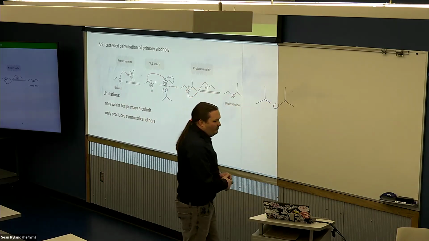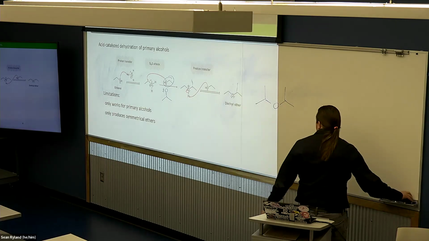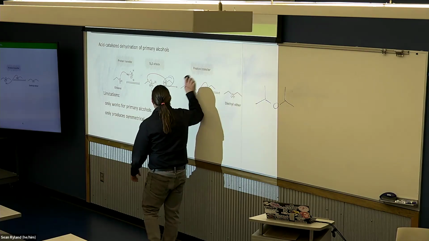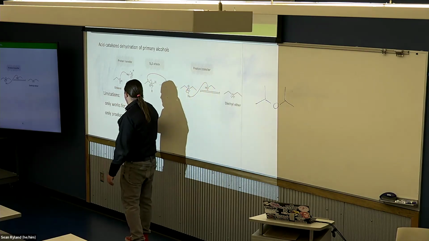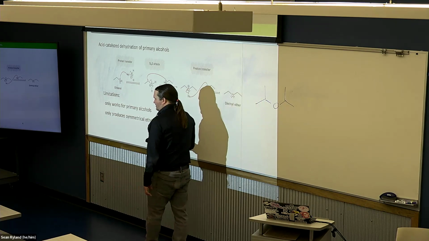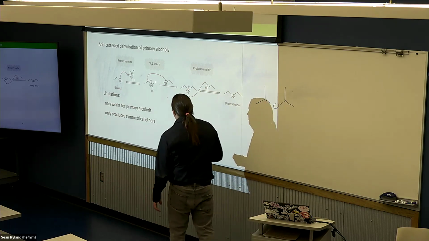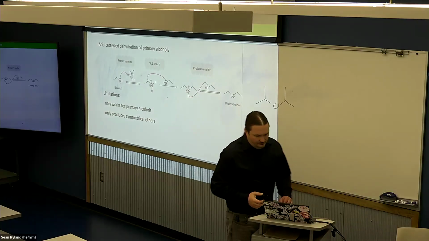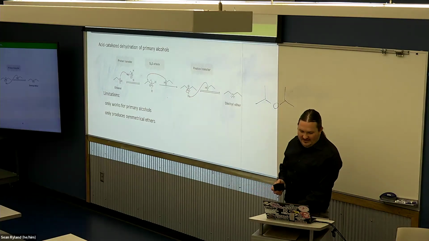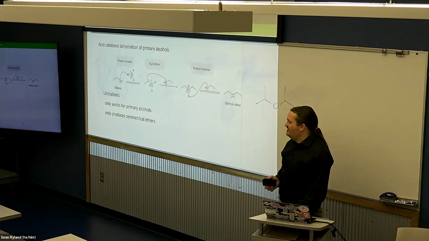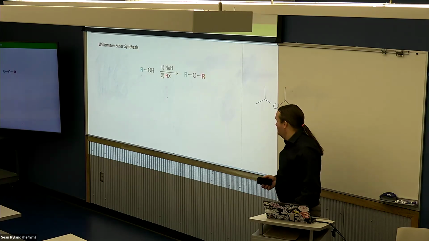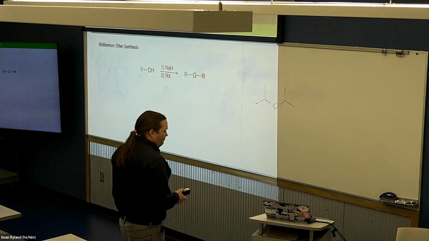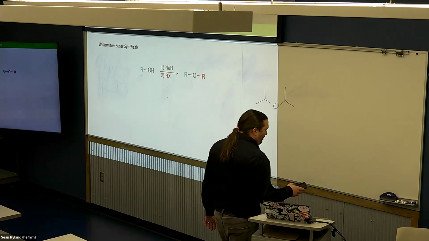So this is the simplest way to make an ether, but it's not very useful unless you're trying to make a symmetrical ether that happens to be a primary alcohol. Starting from primary. So we couldn't even use isopropyl alcohol, for example. So what we use instead is called the Williamson ether synthesis. And it actually is pretty straightforward. It's reactions we've seen before.